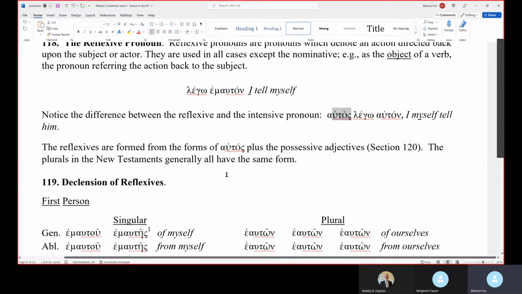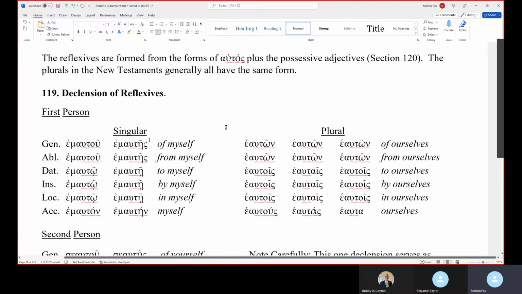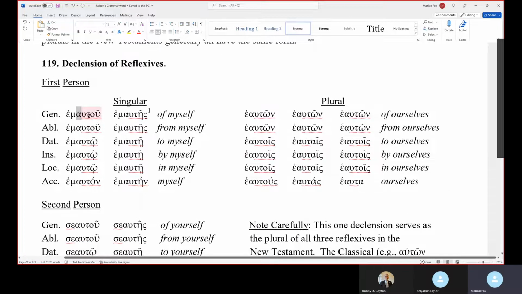They're formed from the forms of autos. So once we've learned autos, we have basically the forms of them. We'll look at it in just a minute. Notice the endings here. That's basically a form of autos, the accusative ending. That's the accusative form of it. All right. And so you take these endings, and it doesn't have a nominative ending, a form. So there's no nominative case form of it. Genitive, ablative, dative, instrumental, locative, and accusative. No vocative forms either. Okay.